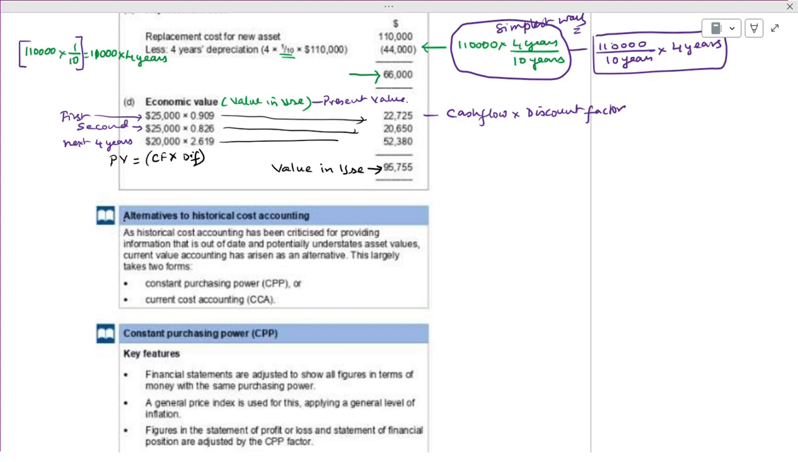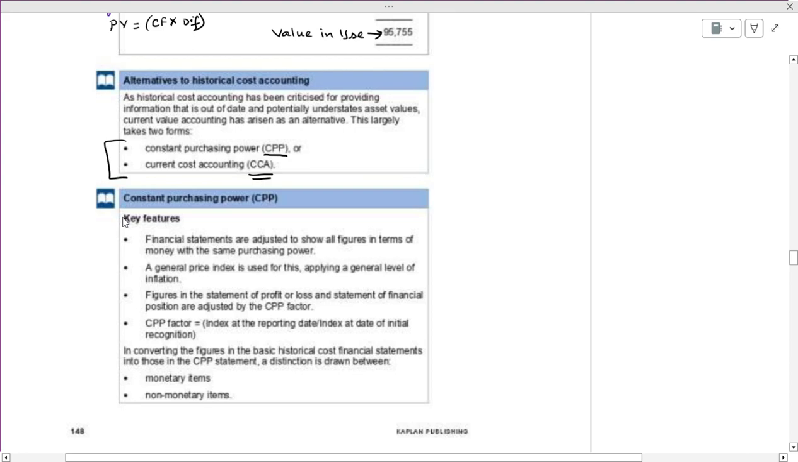Alternatives to historical cost accounting are current purchasing power and current cost accounting. These are alternatives, and only here we will discuss them. After that we will never discuss this. What is current purchasing power? The values will increase because of inflation. Every product's values are increasing. Marginally it will increase, but it will increase.